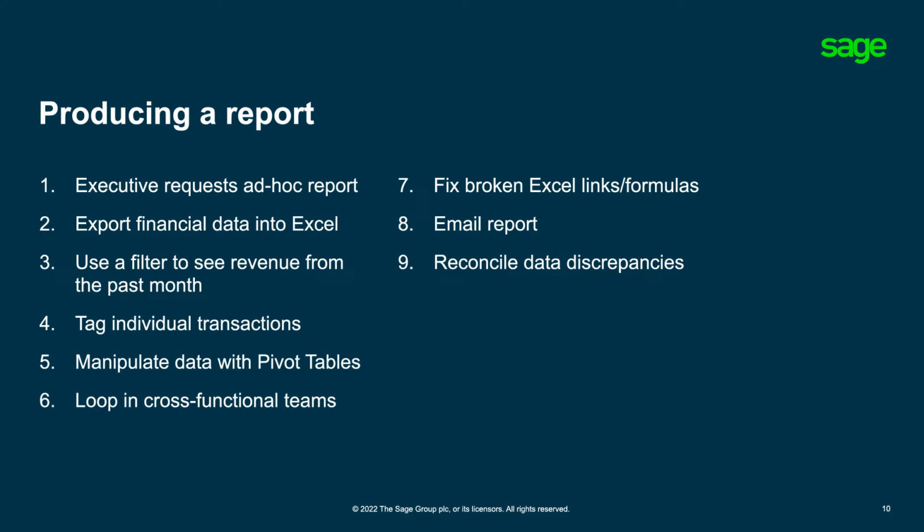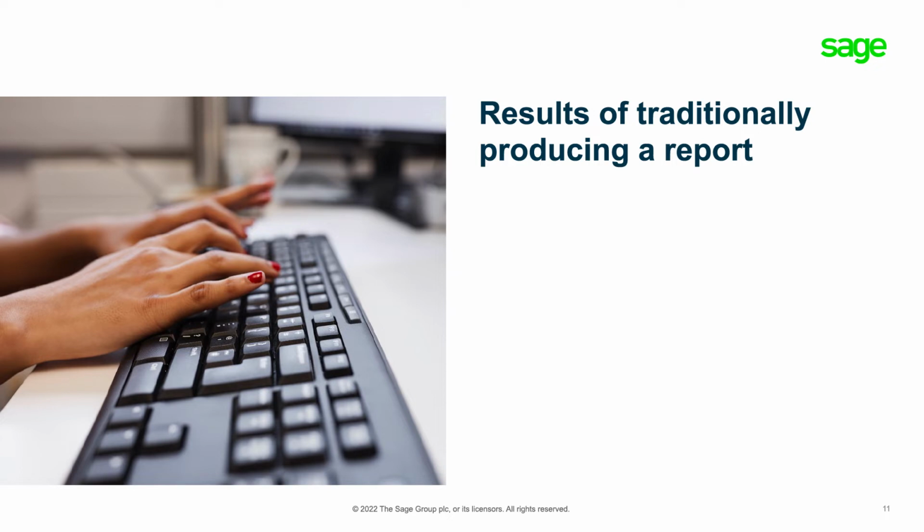Go back, fix the mistakes, and email the second report. This whole process may have taken you 5 days, 2 separate meetings with cross-functional teams, 10 total hours. Producing a report in Excel leads to a lot of wasted time in spreadsheets. This can have a trickle-down effect of resulting in delays of report delivery and decision-making for the executive team.